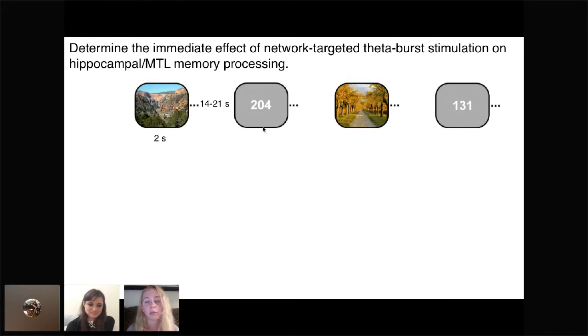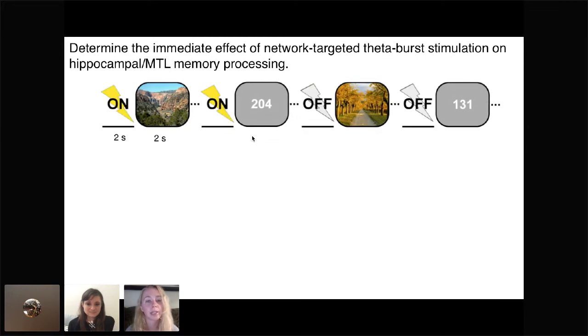Whereas if it was a trial that had a number on the screen, then the subjects were just instructed to indicate if it was an odd or even number. This kind of numerical judgment is known to not evoke BOLD activity in the hippocampus. And then for some of the scenes, in the 2 seconds preceding the stimulus onset, TMS was delivered. For another subset of trials, in the 2 seconds preceding the stimulus onset, stimulation was not delivered. And so therefore we had an off or non-stimulation control.